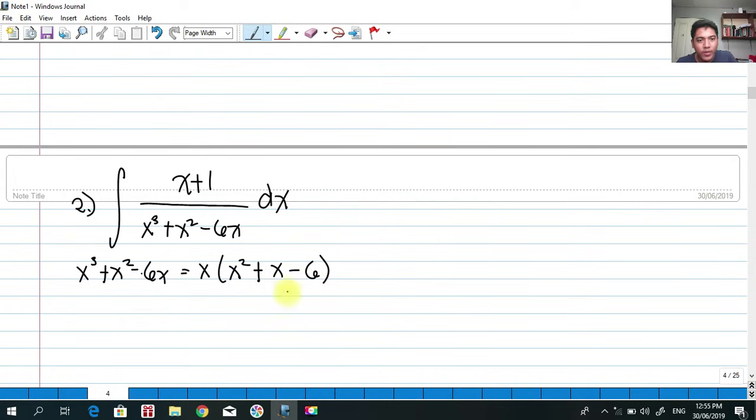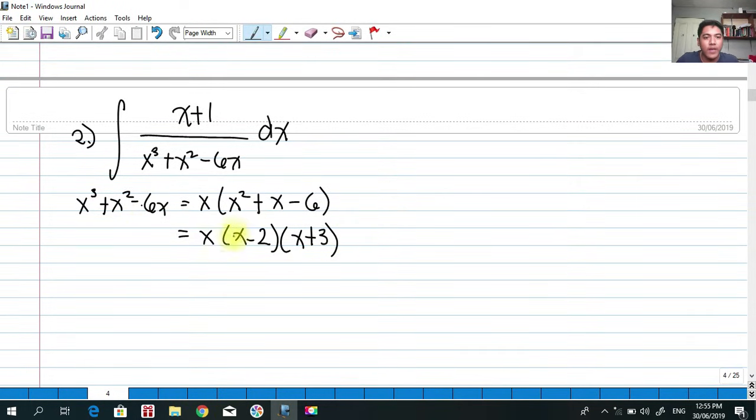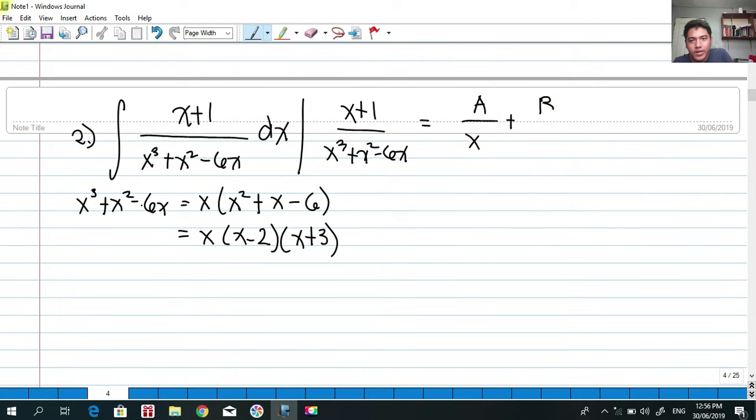This we can still factor. So by factoring, we have x times x minus 2 times x plus 3. So this is our factored form. Again, we have 3 constants. If we decompose it into partial fractions, simply x plus 1 over x cubed plus x squared minus 6x will be equal to a over x, plus b over x minus 2, plus c over x plus 3.